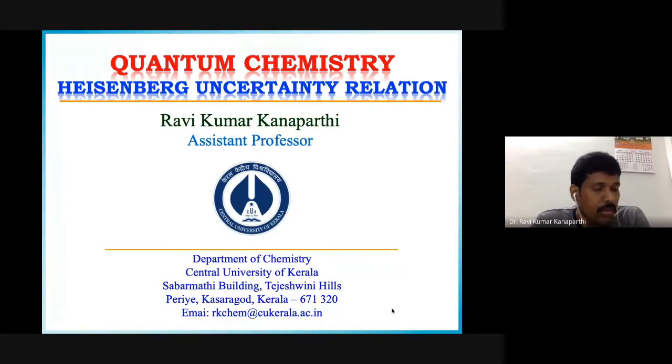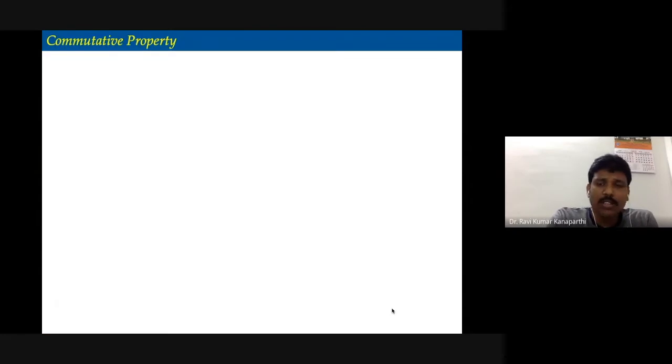Before doing that, there is something very important to understand. This topic is also important for the next topic, the angular momentum concept. So first we will begin with some of the basic aspects required to derive the Heisenberg uncertainty relation. That is nothing but the commutation property. What is the commutation property?